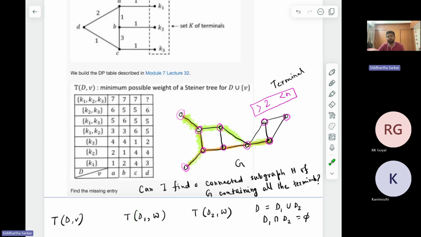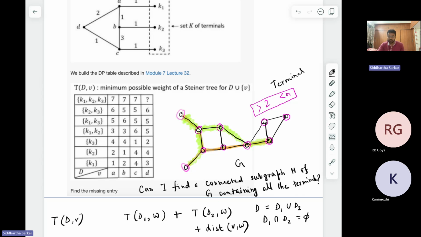But that is not sufficient. You have to also ensure that V is also connected. This is saying that D along with V are in a connected component. This is saying that D1 and W are in a connected component, and D2 and W are in another connected component. Taking the union of these two will ensure that D1, D2 and W are in a connected component. So D and W are in a connected component, but additionally you want to make sure that V is also in the same connected component. So you will additionally find the shortest path, which I will denote as DIST. Dist means distance, the shortest path between V and W.